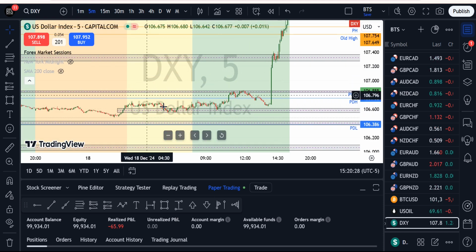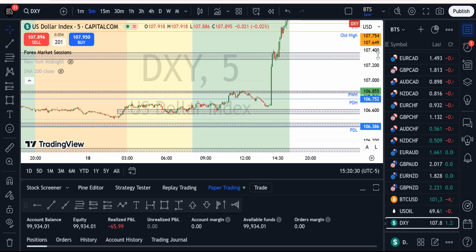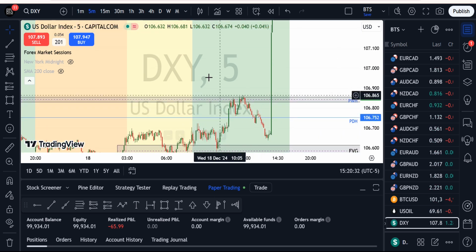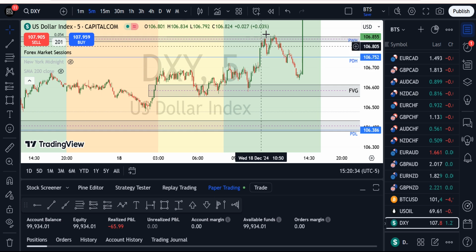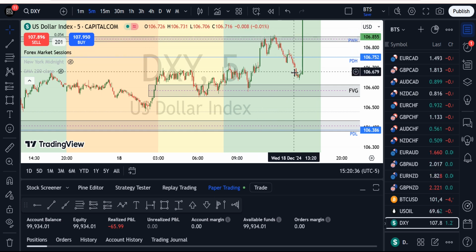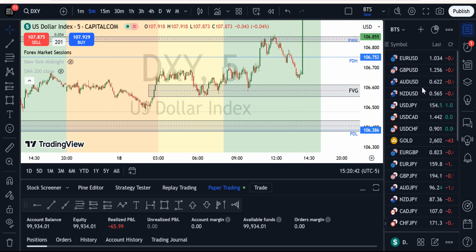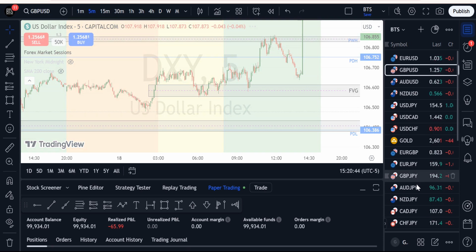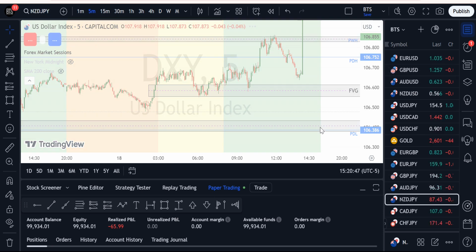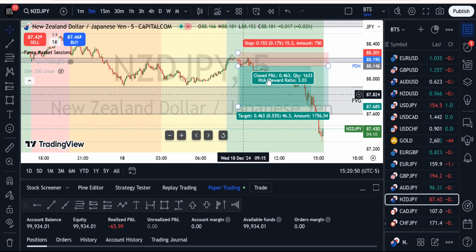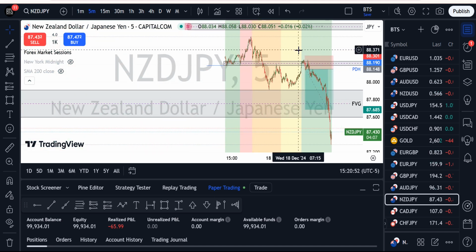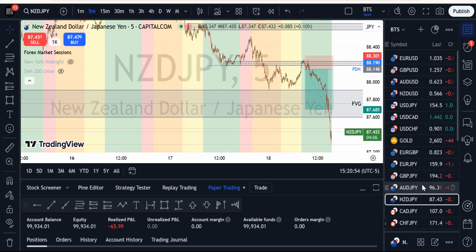But we got price reacting off of this fair value gap. After reacting off of the fair value gap, we got price rally back up, went lower. Then we had the FOMC news come out, and that was our trade for the day. Although we missed other setups, which was NZDJPY, we missed the sell. I called out the sell in our previous video.